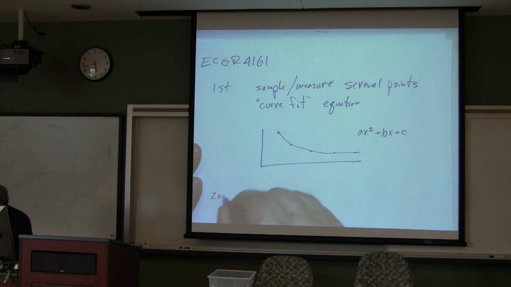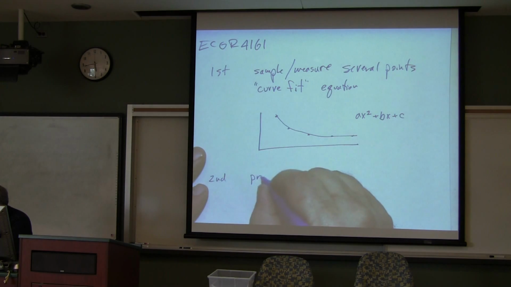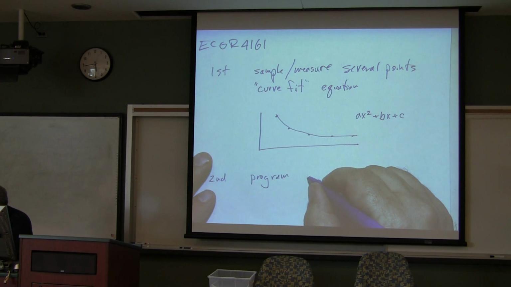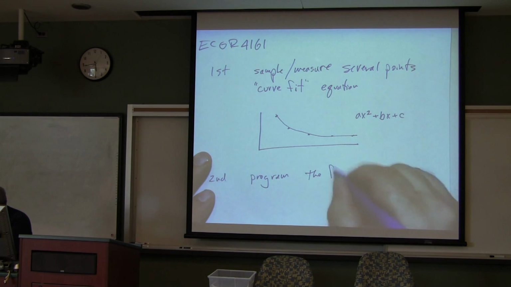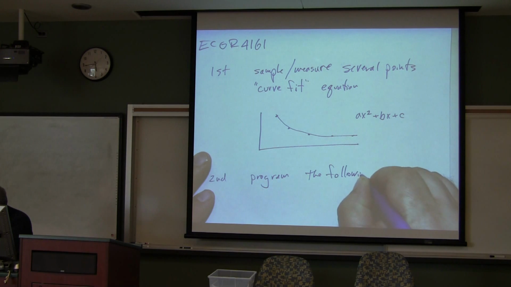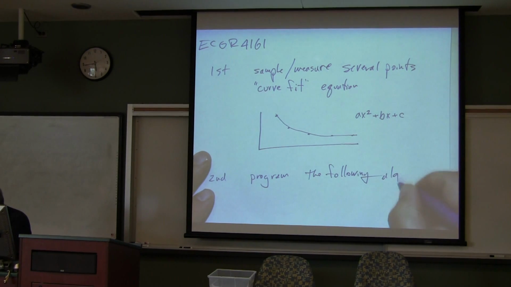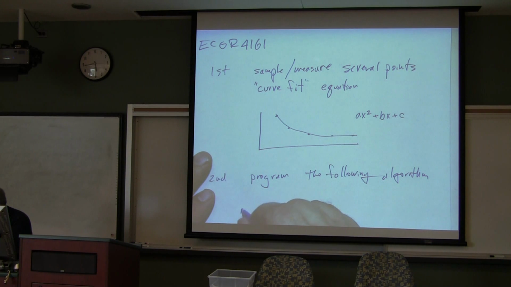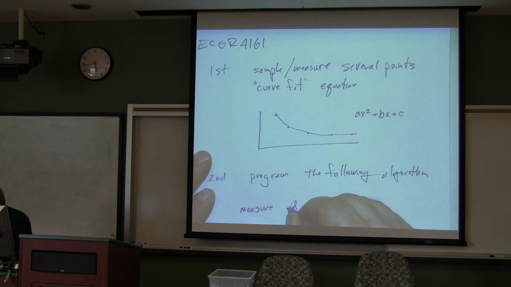Then the second step is to program the following algorithm. We assume that this is done. Measure A to D value.